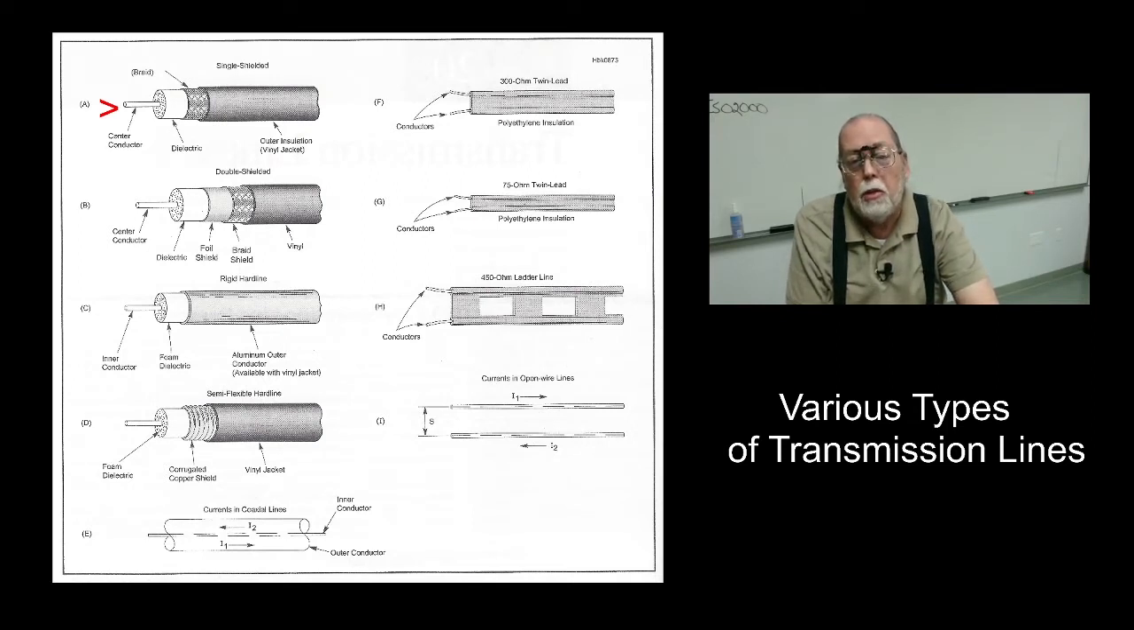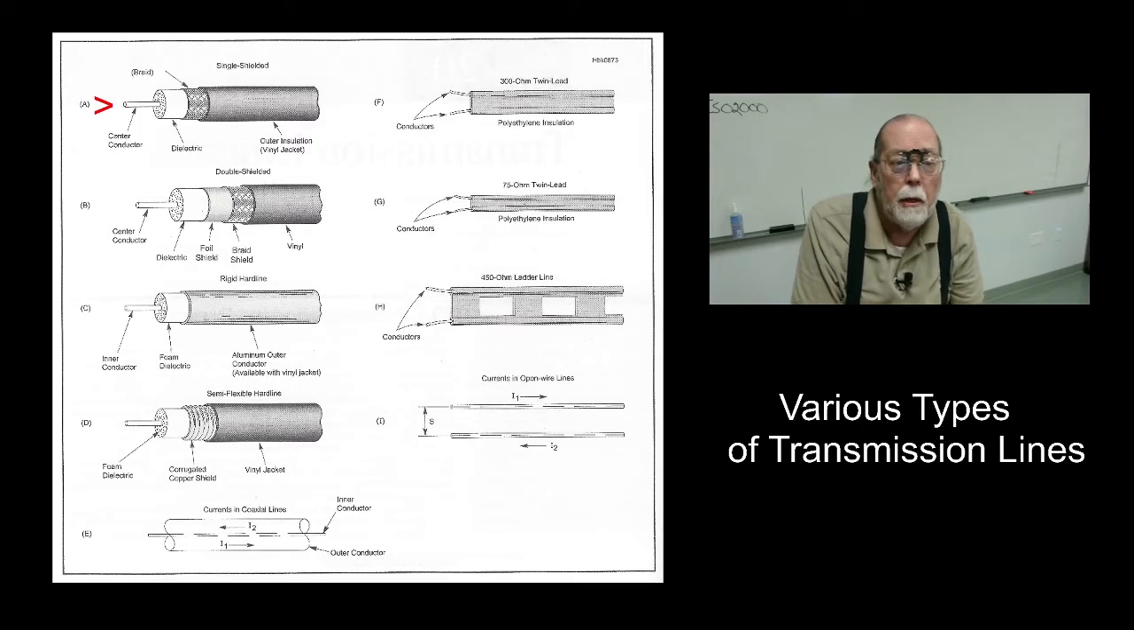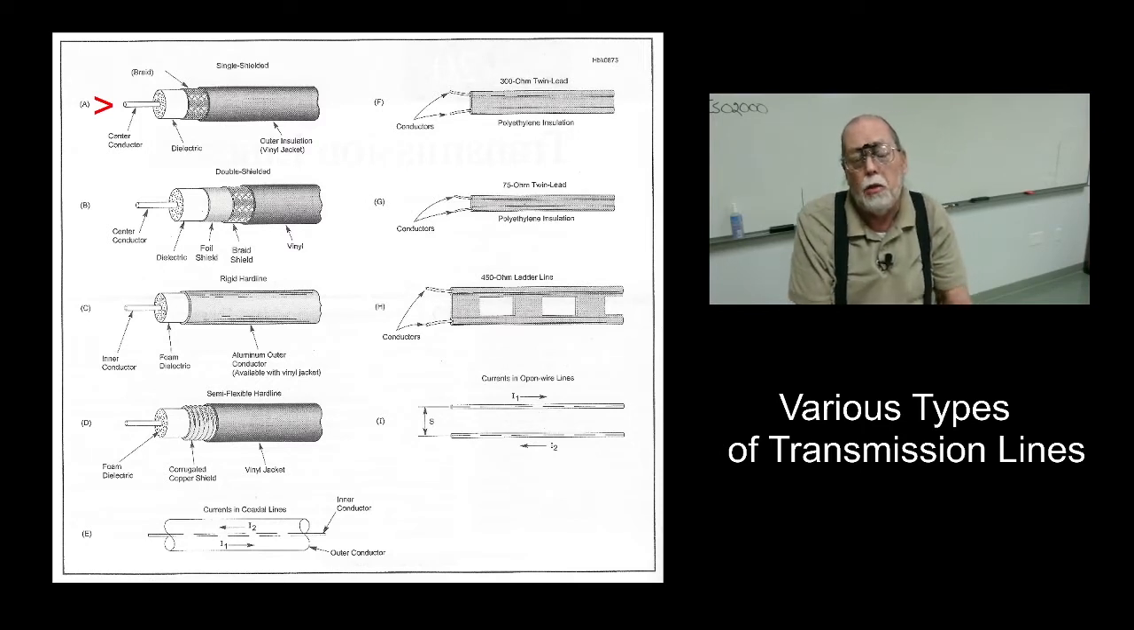In some cases, these on the left side here are all the same thing. It's just pretty much how they handle the shield that is different. There are some lines used in commercial work. There's a type called Heliax. Some of you might be VHF, UHF people out there. Heliax uses discs rather than plastic all the way through. It has much lower loss, and some of these lines are filled with nitrogen.